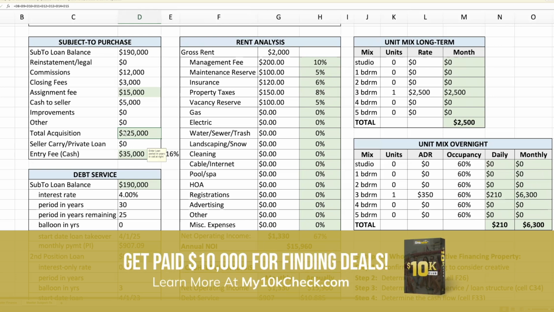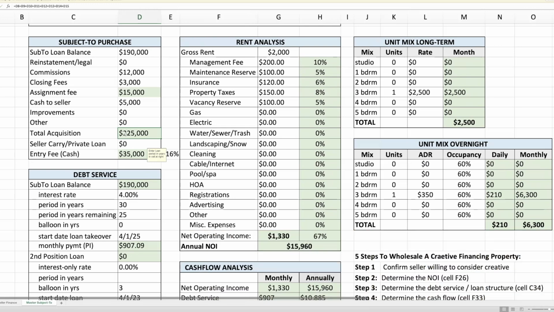So here's what you do. Go back and say, I will pay full price of 205 if the seller will let me take over his loan. And I'll bring the money to pay the commissions, closing fees, and put some cash in the seller's pocket. Because think about it this way.